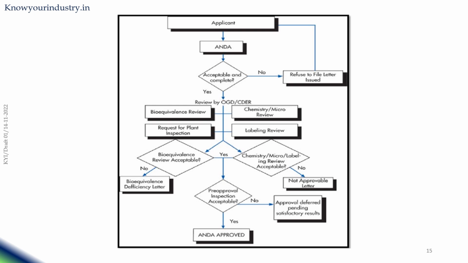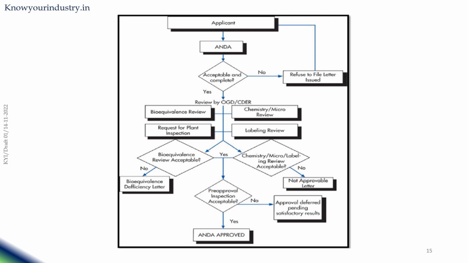If it goes to the OGD or CDER for review, the different teams are going to review the dossier or the ANDA. But there are different teams like bioequivalence review team, plant chemistry or microbiology review team, and labeling review team. Simultaneously, the plant goes for the inspection. After this, if the review is acceptable, bioequivalence review is acceptable, then we'll go for the next stage, or we will receive a deficiency letter.